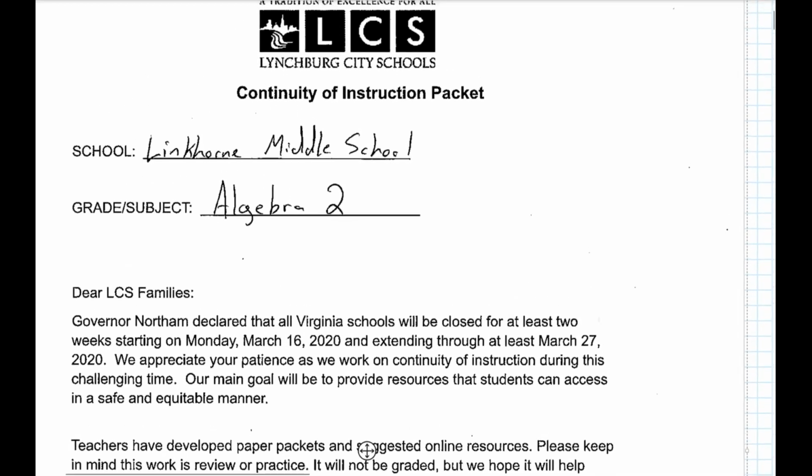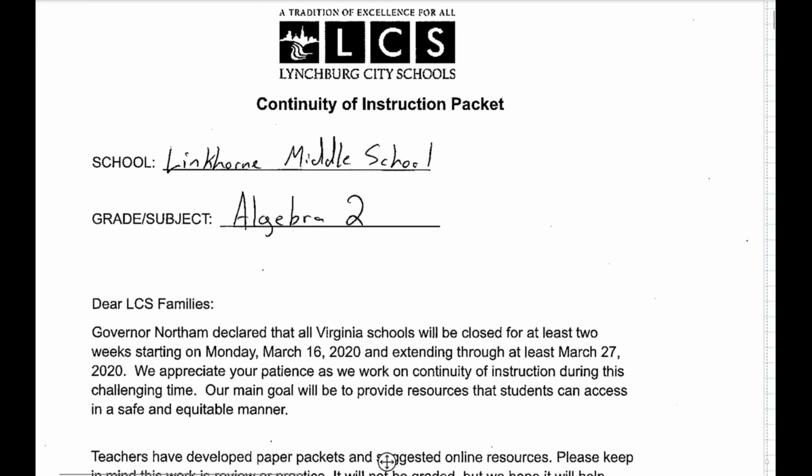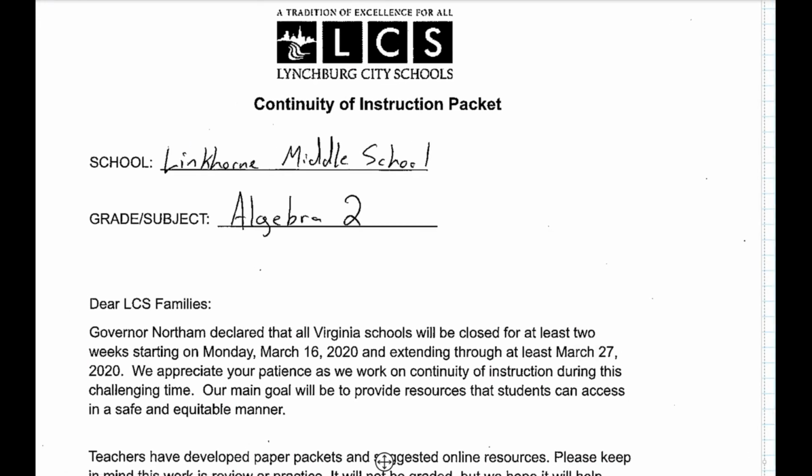Hey guys, like most teachers in the country, it was a little weird to try to put together resources for our immediate lockdown. What we were asked to do for Lynchburg City Schools is put together a 5-page packet, 5 sheets with stuff front and back for each subject, and just send them out so that there was something that people could do to review stuff that we'd already covered.